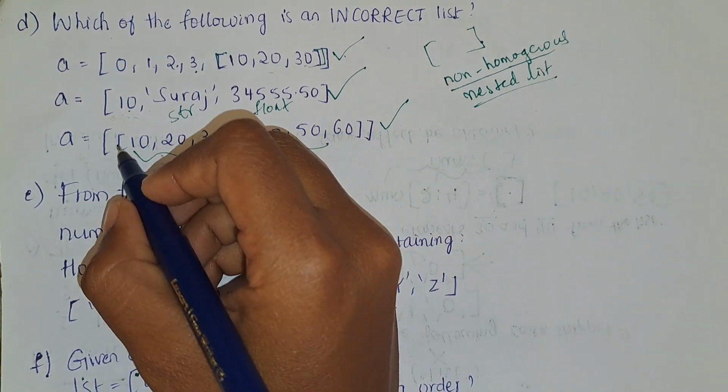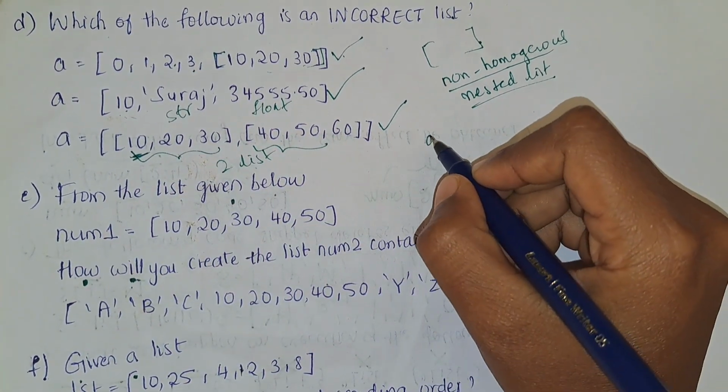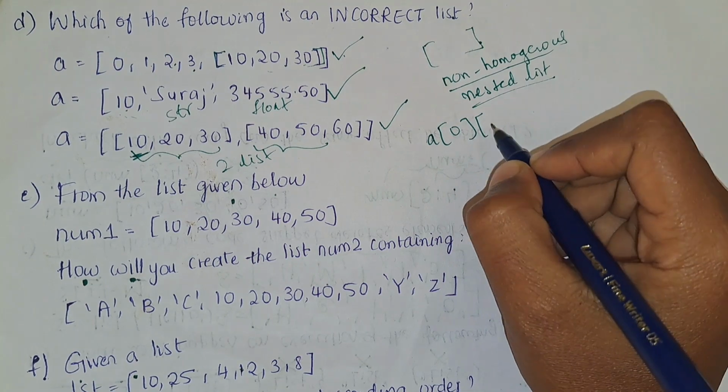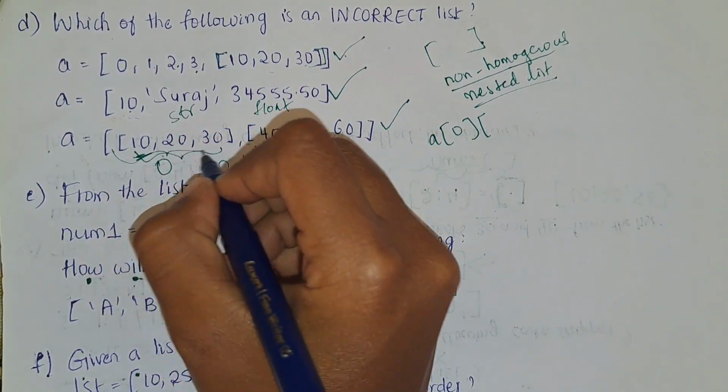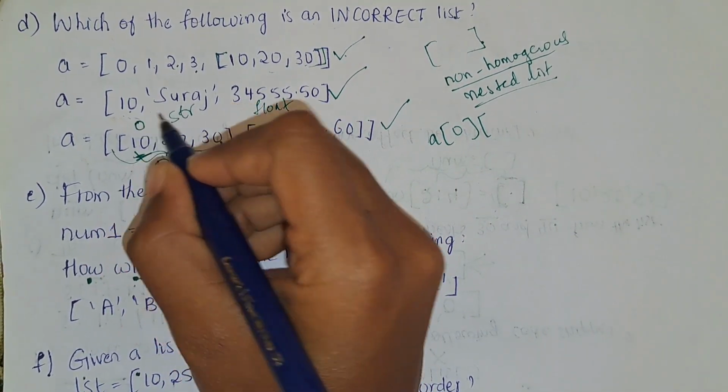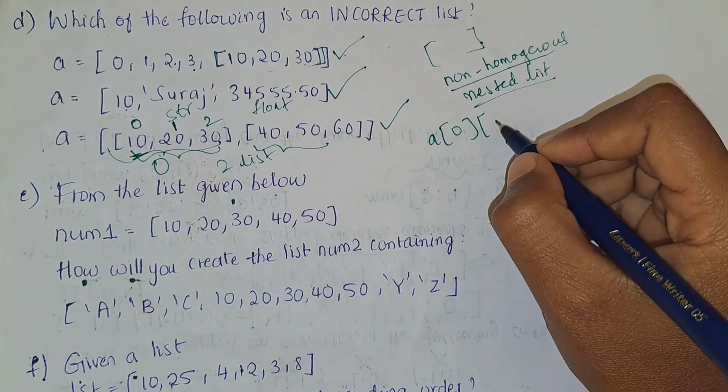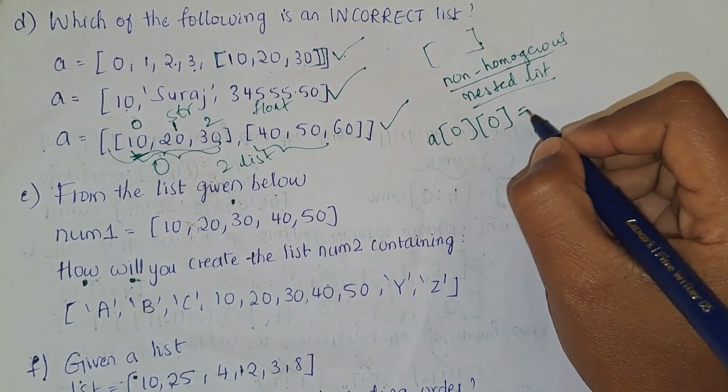Okay, but to access this element 10, you have to take a of 0. And next, this is the 0 index, and again you have to take 0. And this is 1, 2. So a of 0, 0 is equal to 10.